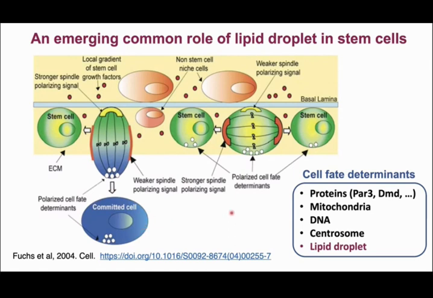So in the past, in the literature, these cell fate determinants have been supposed to be proteins, for example PAR3, mitochondria, DNA, or centrosome. Now, what we are showing for the first time is that lipid droplets can also be one of these cell fate determinants during cell division.